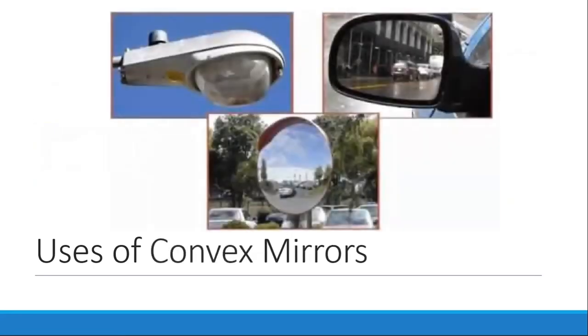We have the rear view and side mirrors for the safety of passengers and drivers using a car or any type of vehicle. We have surveillance mirrors that we can often see in our convenience stores here in the Philippines. And we have street lamps, which make the light coming from the source of the lamp scatter in the streets so that we can have brighter streets at night.